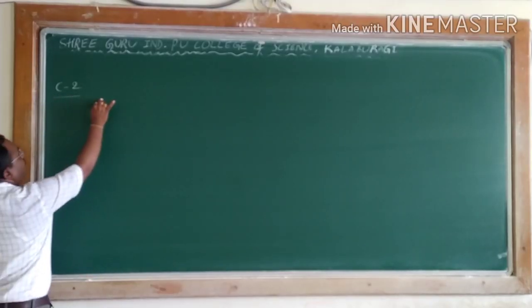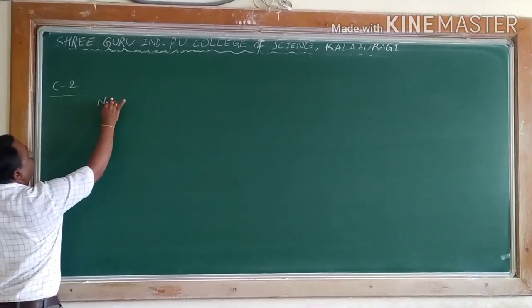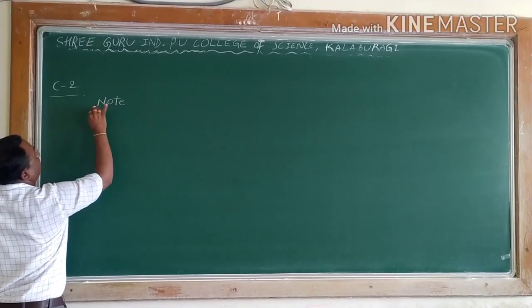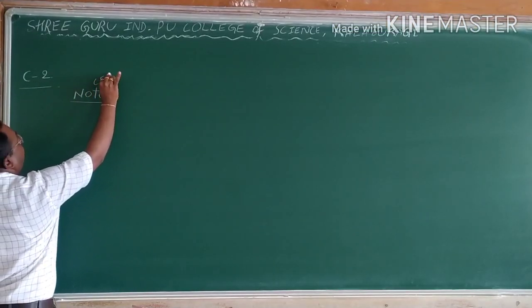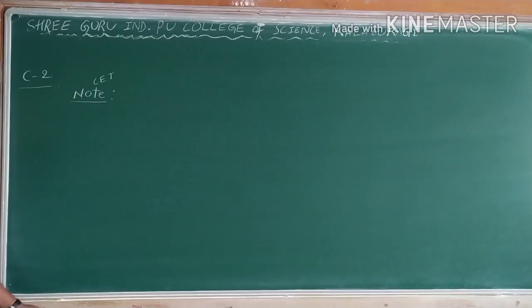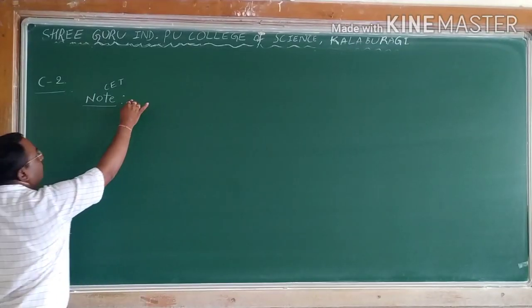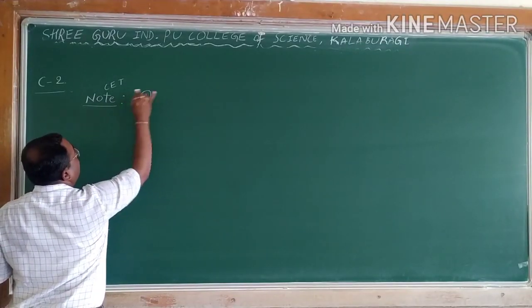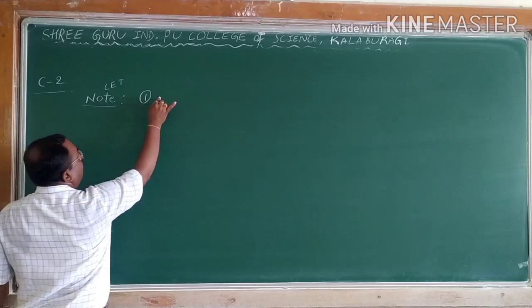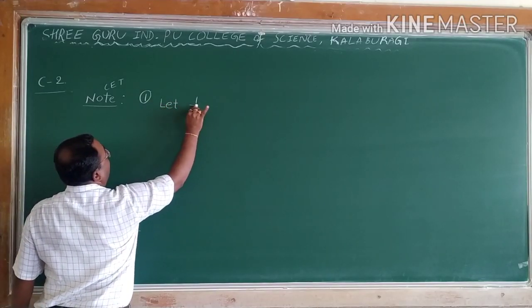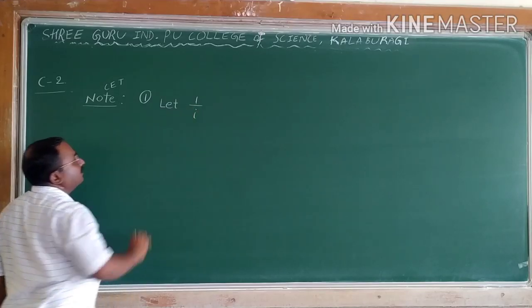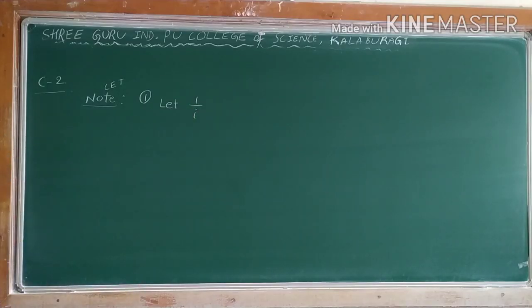That is note. Note, that is a CT point, very important. First one, let 1 by i value is what?